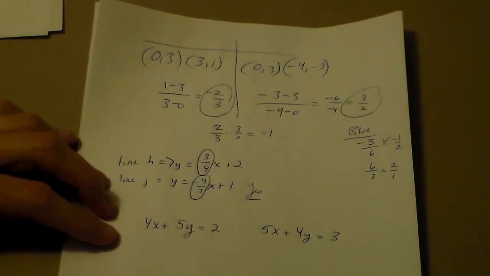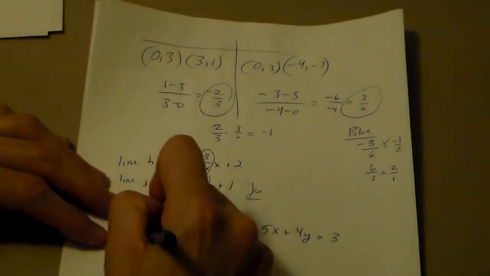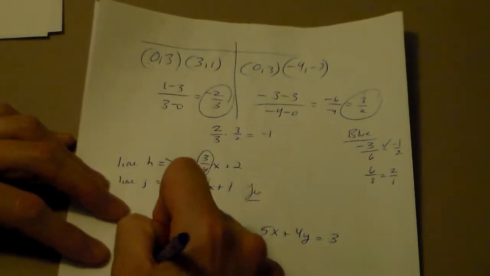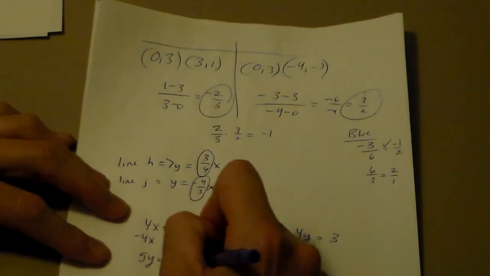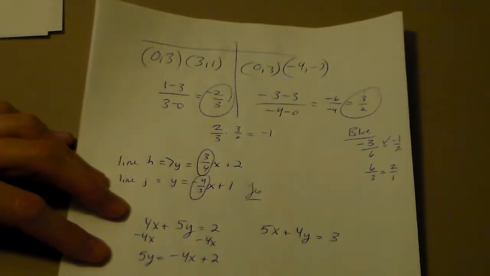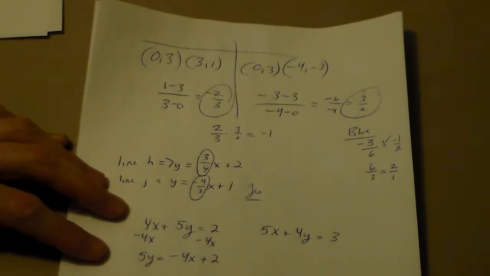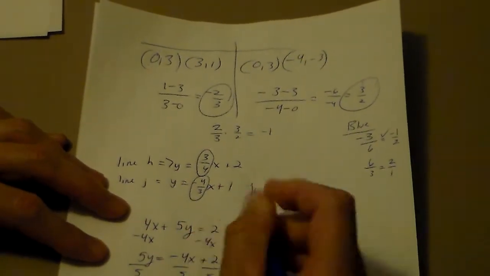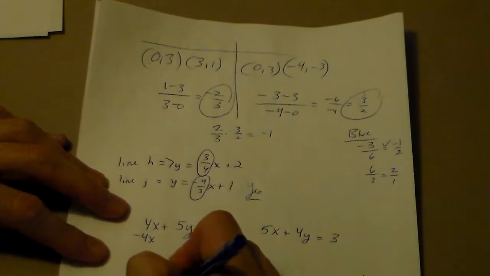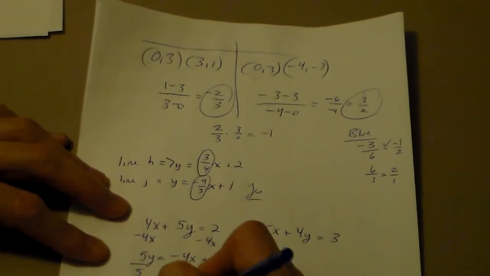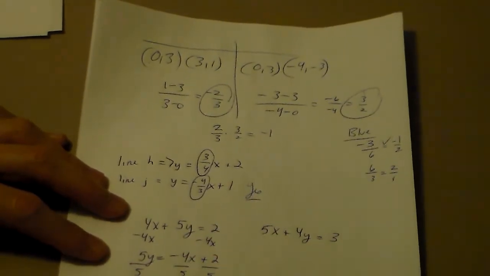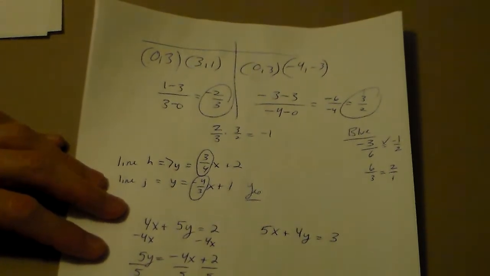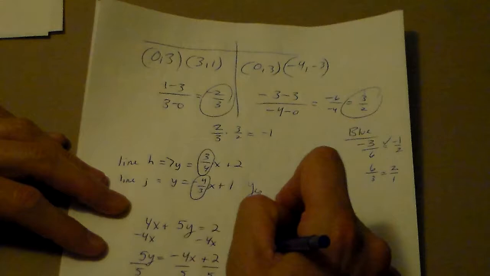So I hope you paused the video. We're looking to solve for y, so I'm going to go minus 4x, 5y equals -4x plus 2. Now I have to divide both sides by 5. Divide by 5, divide by 5, divide by 5. Y equals -4/5 x plus 2/5. So there's one slope. Let's look at our other one.